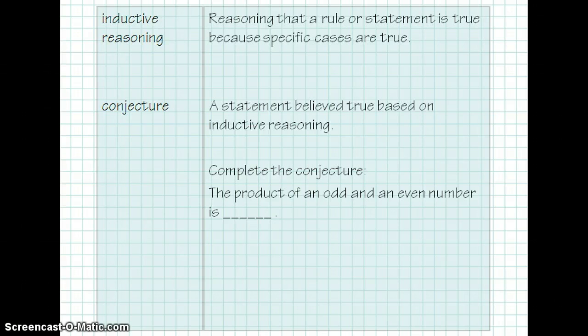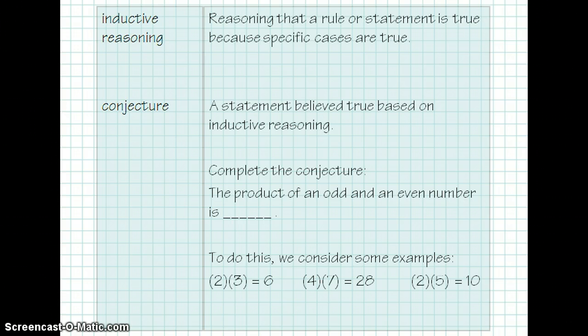So let's say we've got a conjecture that says the product of an odd and an even number is blank. We want to know, is it going to be odd or even? We don't know, so let's look at some specific cases. Let's consider some products of odd and even numbers. 2 times 3 gives you 6. 4 times 7 gives you 28. 2 times 5 gives you 10. It looks like all of these are going to be even numbers. So our conjecture is that the product of an odd and an even number is going to be even.